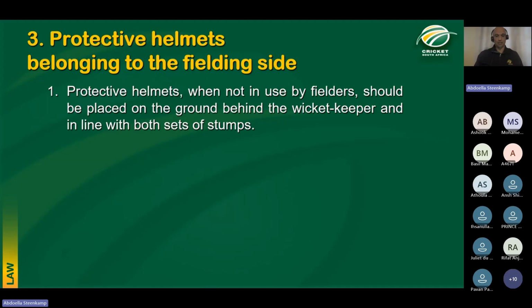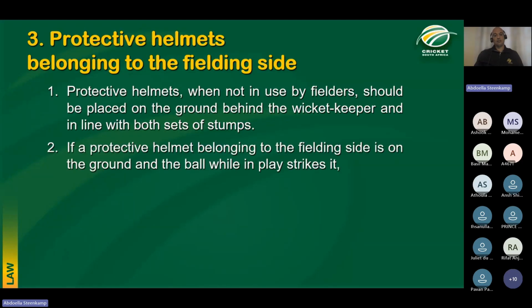So if the fast bowler is bowling, the law allows the fielding side to place the helmet or helmets behind the keeper, and it needs to be in line with both sets of stumps. That's the only place where it's allowed. Umpires do not keep the helmets, they can put them there. So now the helmets are placed behind the keeper.